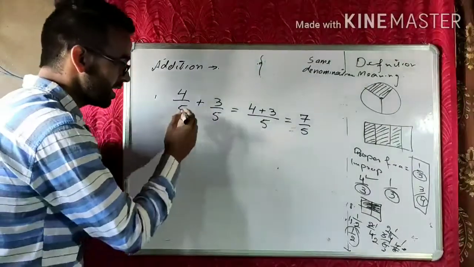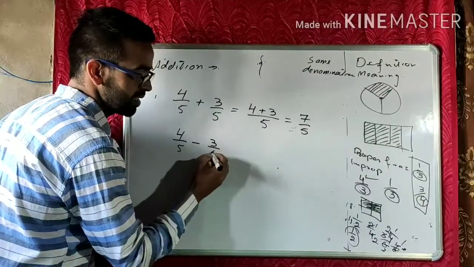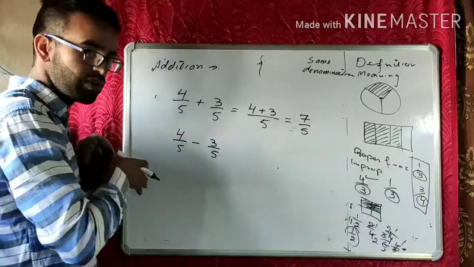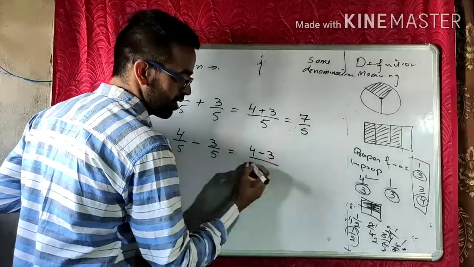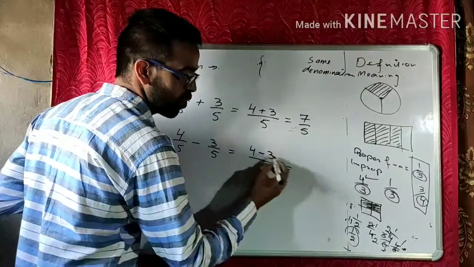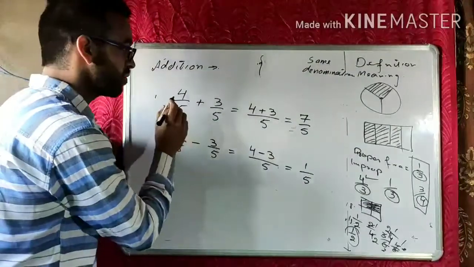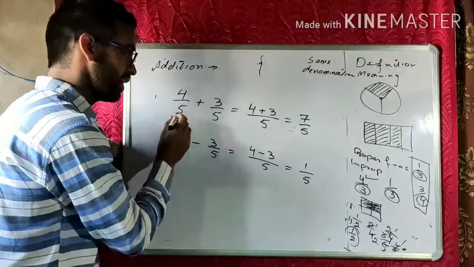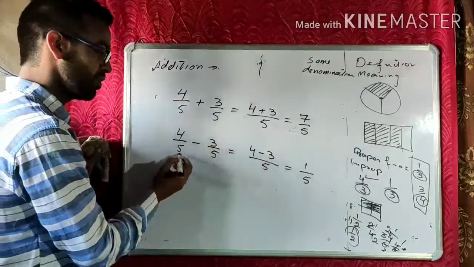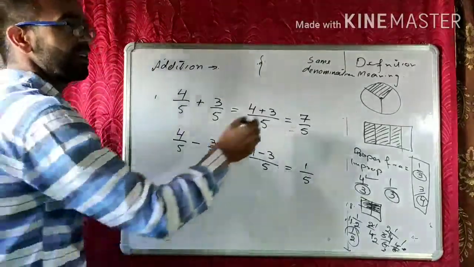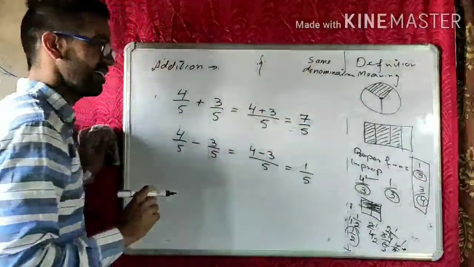And if there is the same question with minus, we go side by side with minuses. The numerator gets subtracted and the denominator remains the same. 4 minus 3 equals 1 divided by 5. This is the process for fractions with the same denominator: they get added or subtracted directly when they have the same denominators.